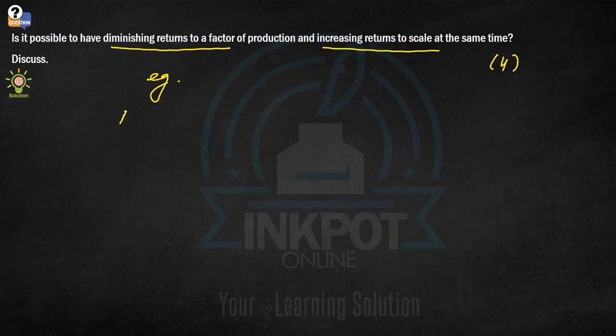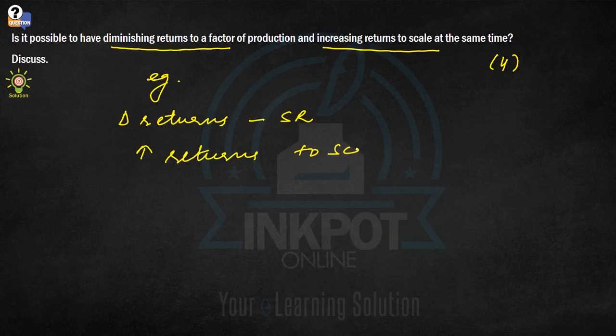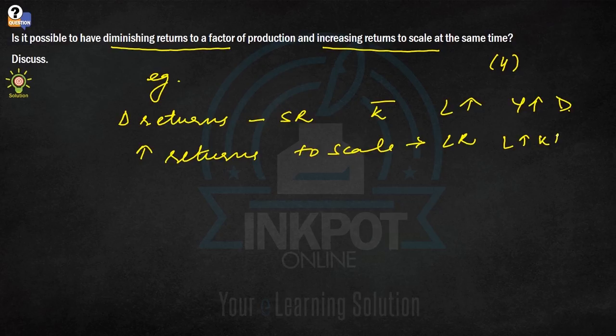Increasing returns to scale and diminishing returns to a factor are definitely possible together, because diminishing returns to a factor is a short run concept, and increasing returns to scale is a long run concept. So this is when you hold capital constant and increase labor, Y increases at a diminishing rate, right? This is when you increase labor and capital both at the same rate, then Y increases greater than the increase in labor and capital, right?